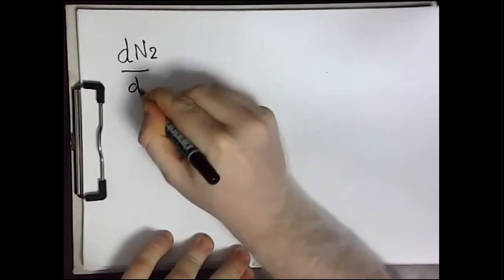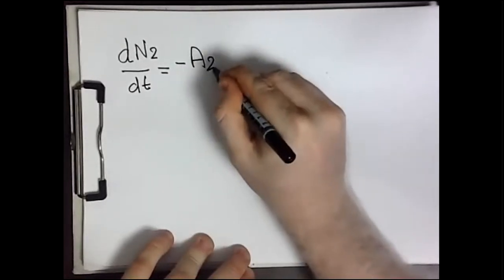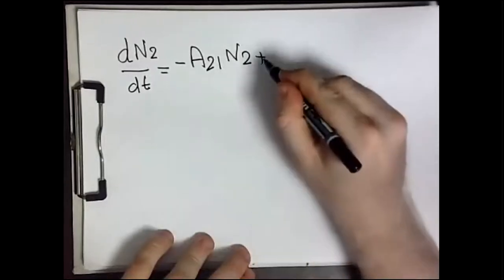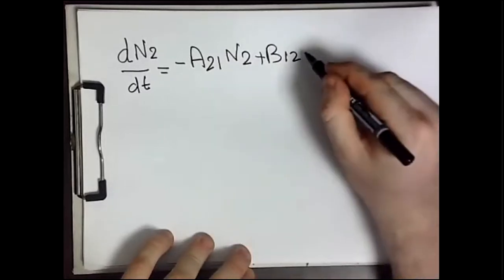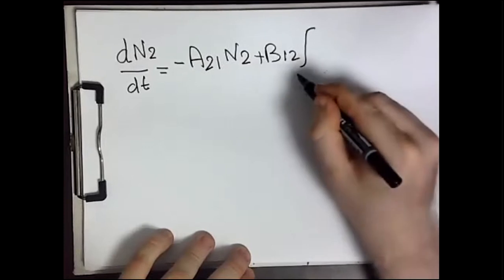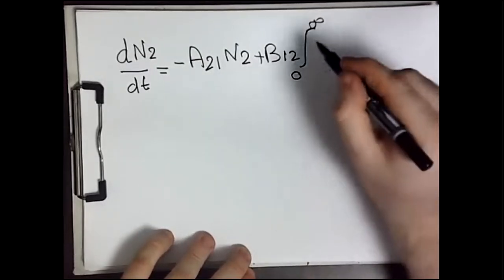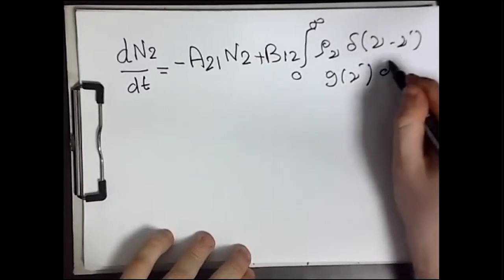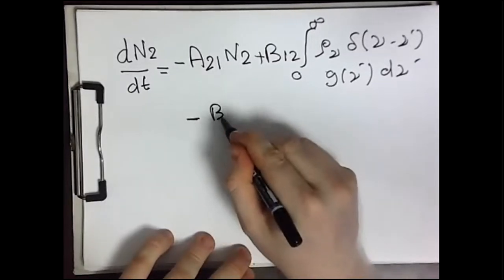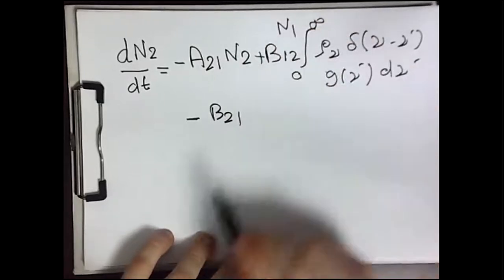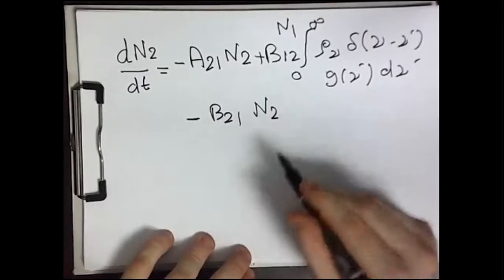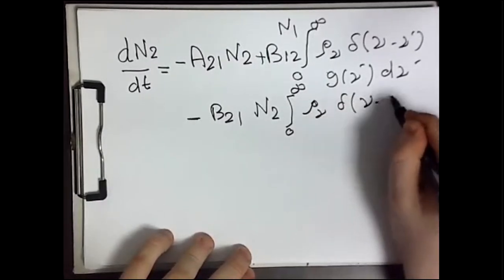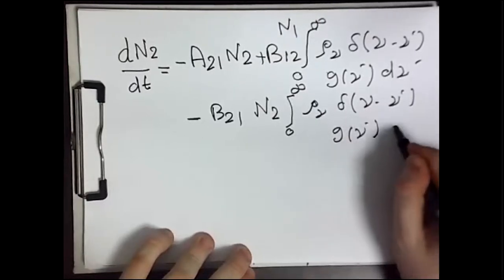dN2 by dt equals minus A21 N2. It's typically the same. Nothing has happened. Plus B12 times the integration from 0 to infinity. Then I am going to replace rho mu by rho mu delta mu minus mu dash G mu dash d mu dash, minus B21, and of course, I'm sorry, here I have N1 also. I'm sorry, here we have N1. B21 N2 integration from 0 to infinity rho mu delta mu minus mu dash G of mu dash d mu dash.